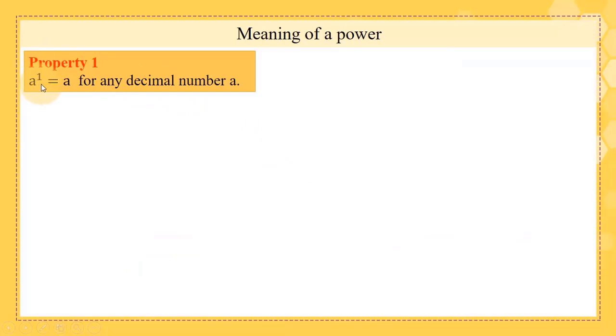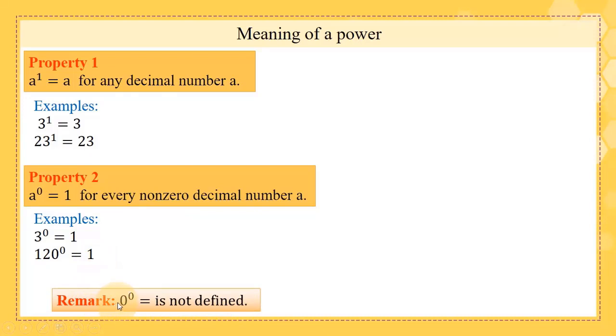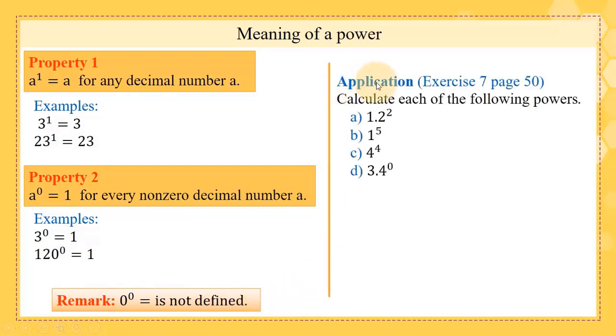Property 1. A exponent 1 equals A for any decimal number A. Examples, 3 exponent 1 equals 3 and 23 exponent 1 equals 23. Property 2. A exponent 0 equals 1 for every non-zero decimal number A. Examples, 3 exponent 0 equals 1 and 120 exponent 0 is equal to 1. Remark that 0 exponent 0 is not defined. It's not equal to 1. It is not defined.